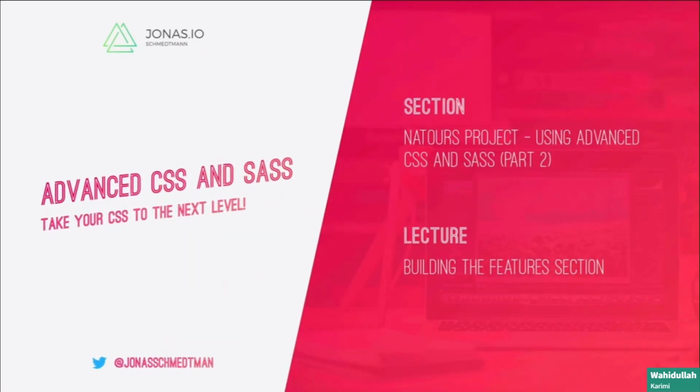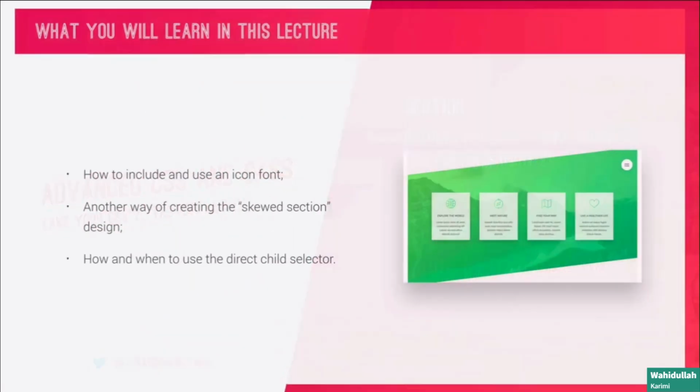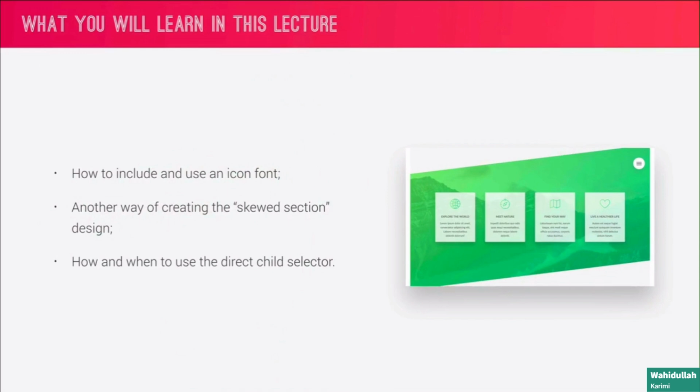Ready for another session on the Nators project? Then get ready to learn how to include and use an icon font in a project. You'll also learn another way of creating this skewed section design that is all over our page, like in our header. So this non-rectangular design. And plus, you're going to learn how and when to use the direct child selector.